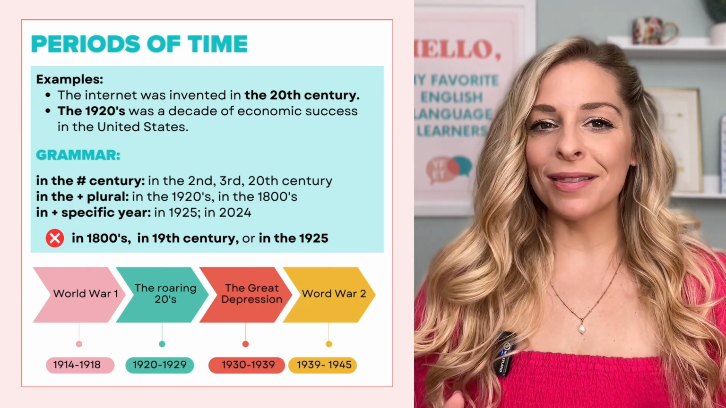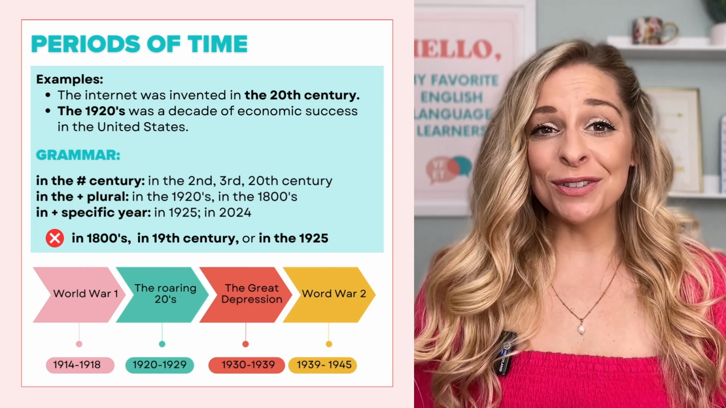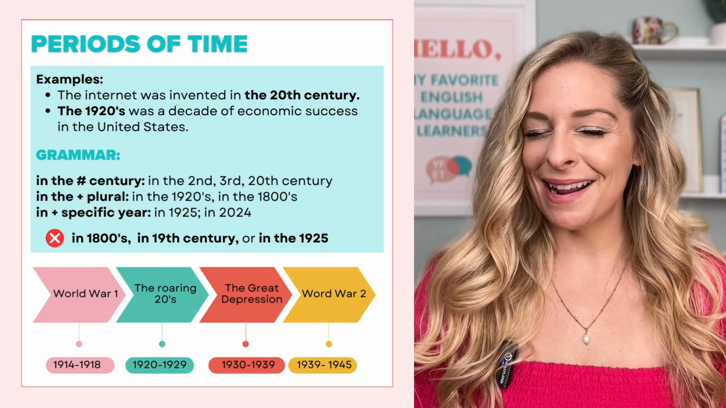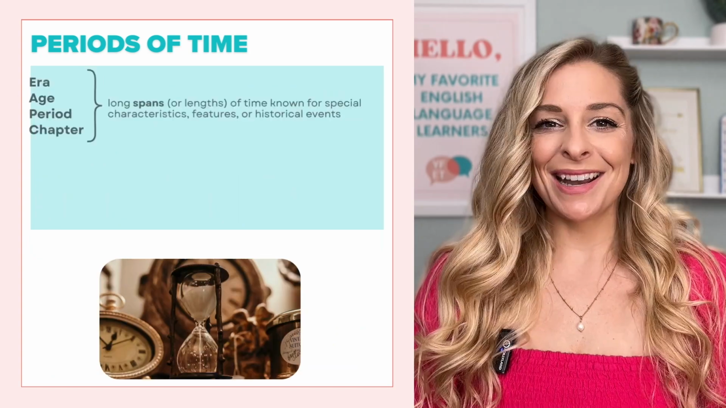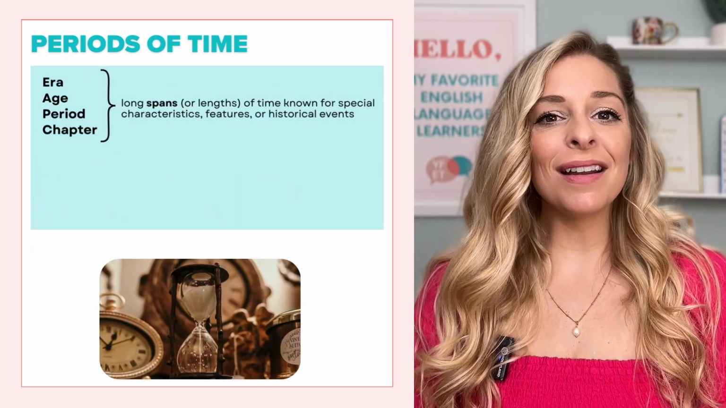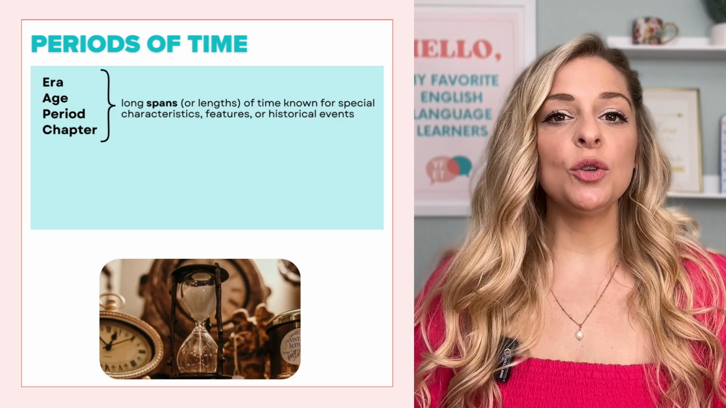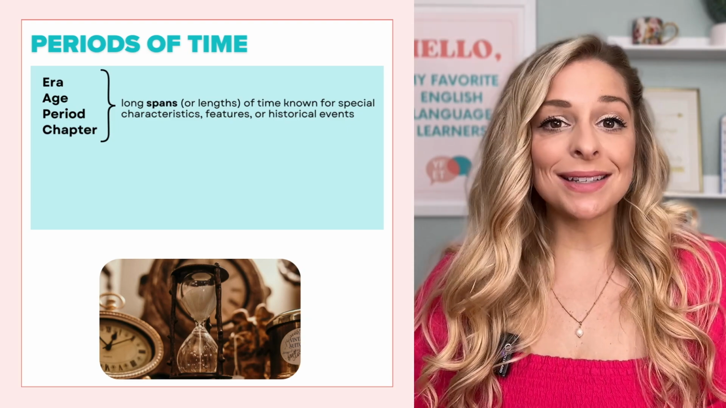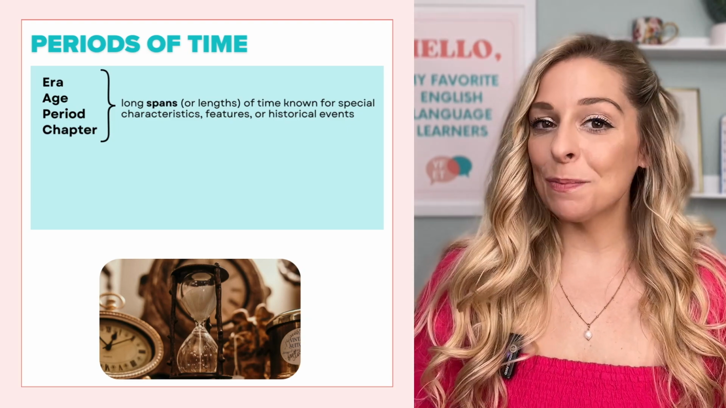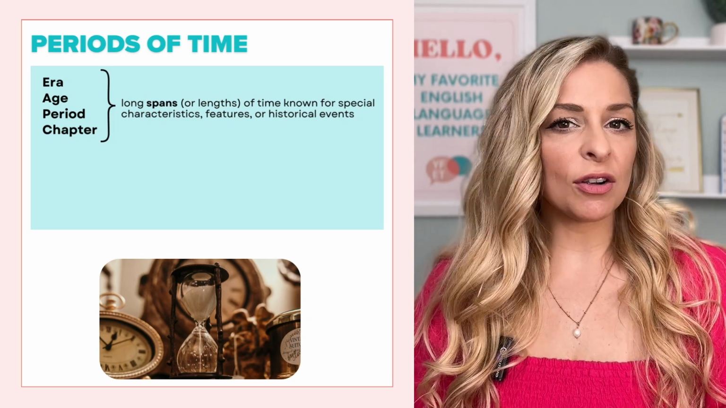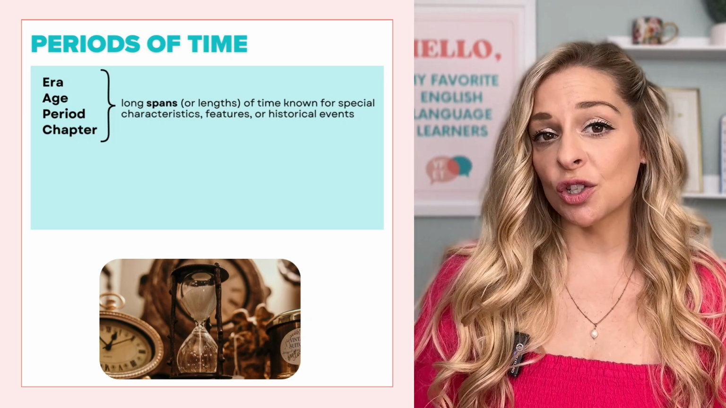I know using the word "the" can be super difficult, so make sure you take notes on this and commit it to your memory so you don't make the same mistakes that I see my students make all the time. Now, our last four words are era, age, period, and chapter. All of these words can be used interchangeably or as synonyms to mean a span or length of time known for special characteristics, features, or historical events.